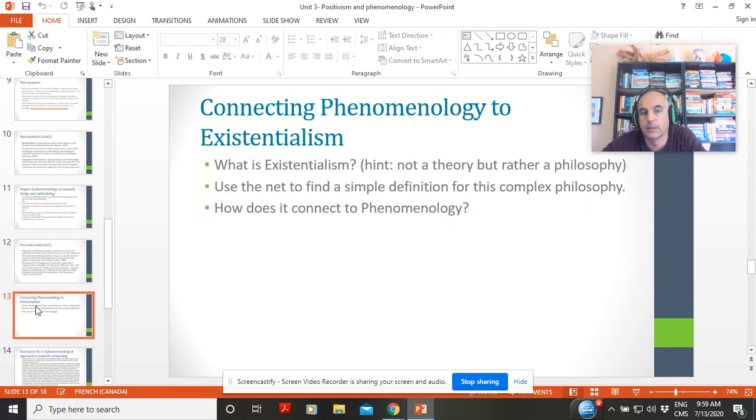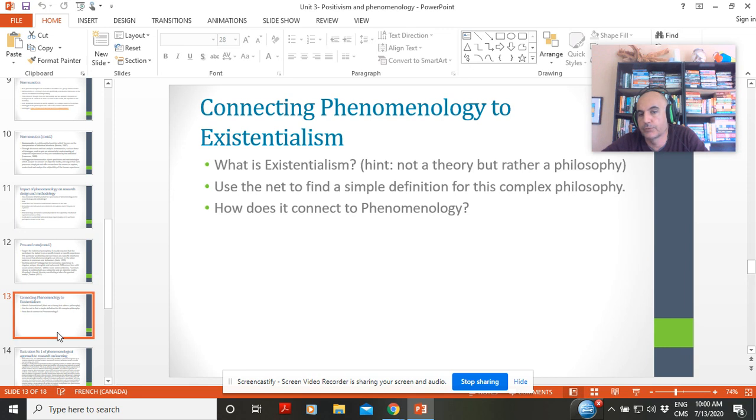Where are we now? Before we close off, I know it's a bit heavy, but I want to connect phenomenology to existentialism. So I'm going to ask you to think, what is existentialism? Existentialism is not a theory, it's a philosophy. And because it's a philosophy, you may have seen it in other fields. It's very present in the arts, very present in theater, in novels, in visual arts. So try and explain.